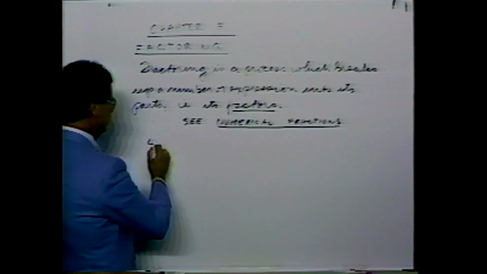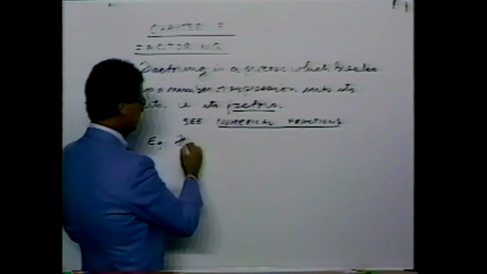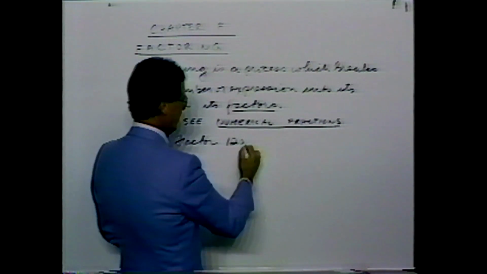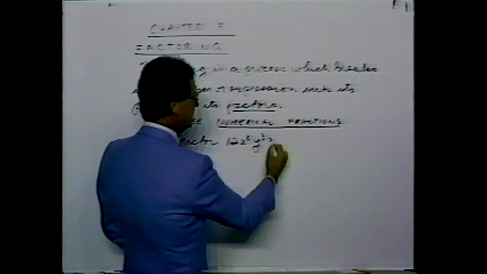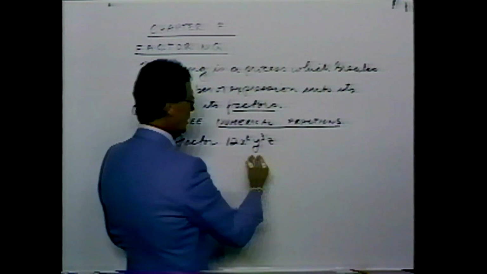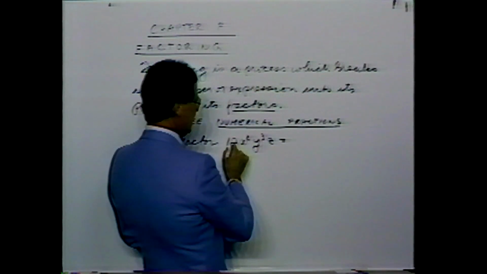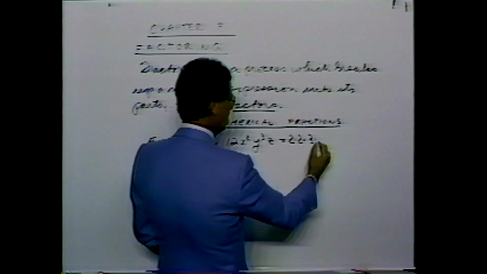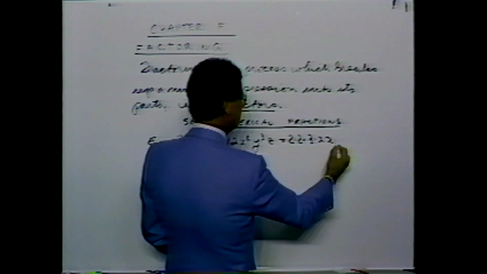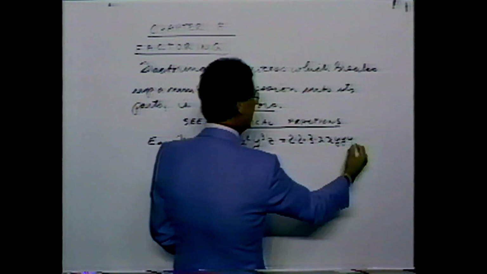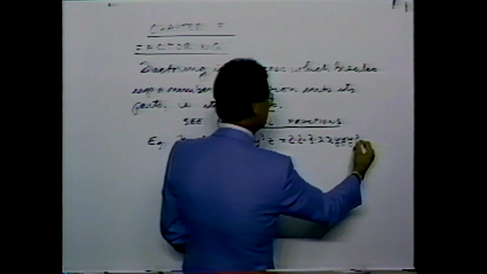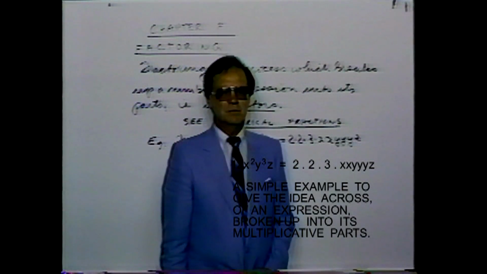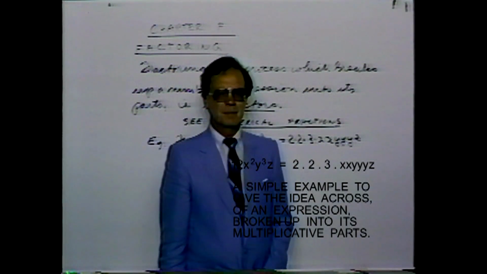For example, factor 12x squared y cubed z. The factors are 2 times 2 times 3 times x times y times y times y, and finally times z. But there are more complicated applications of factoring than that example.